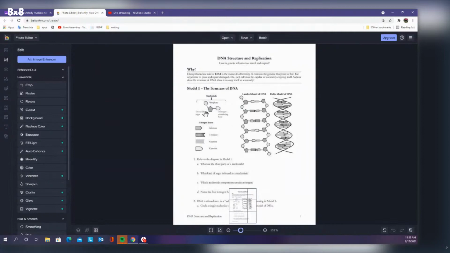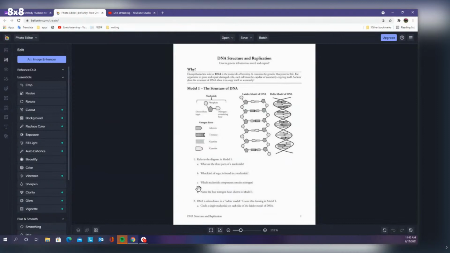Well, remember we have our sugar on the outside, our phosphate, and our base, right? And these are the different bases: adenine, thymine, guanine, and cytosine. So, this is our nucleotide. What are the three parts of the nucleotide? Well, we just named them. What kind of sugar is found in a nucleotide? That's on the diagram as well.